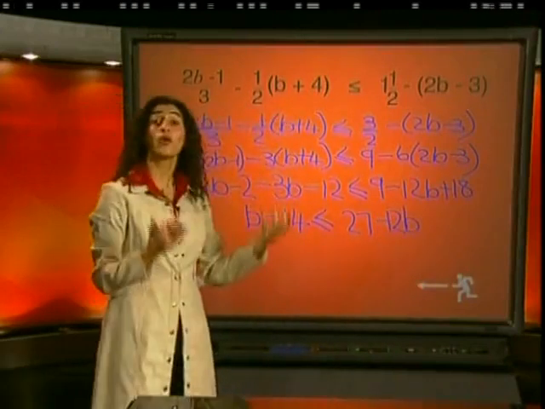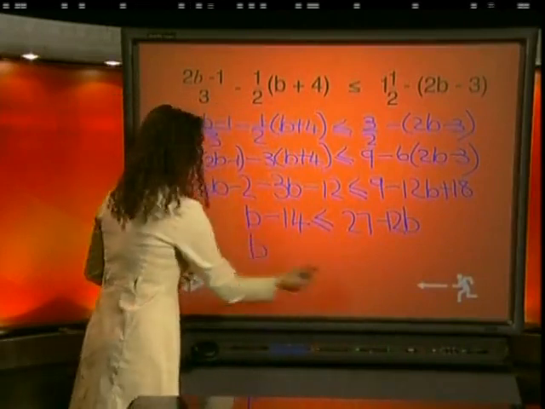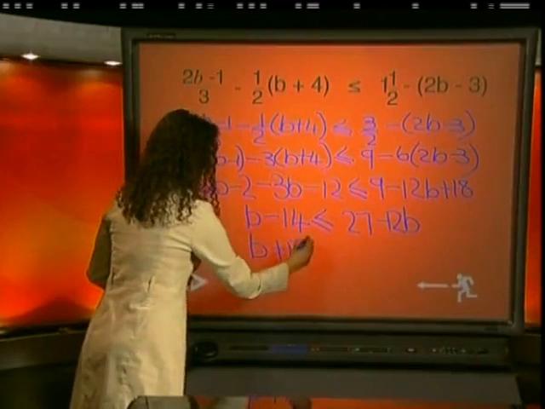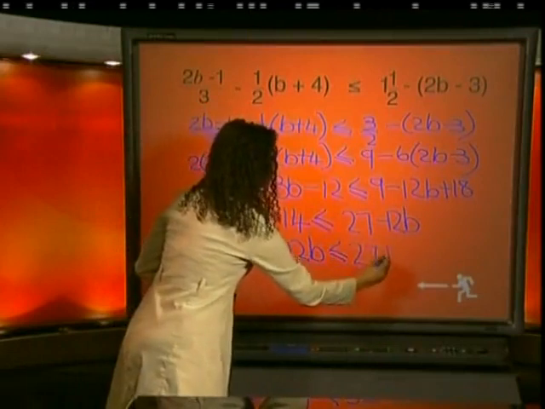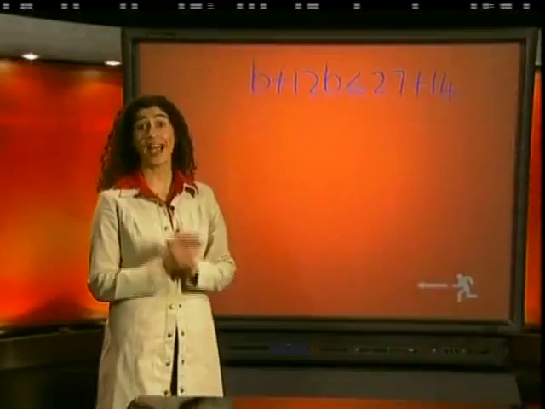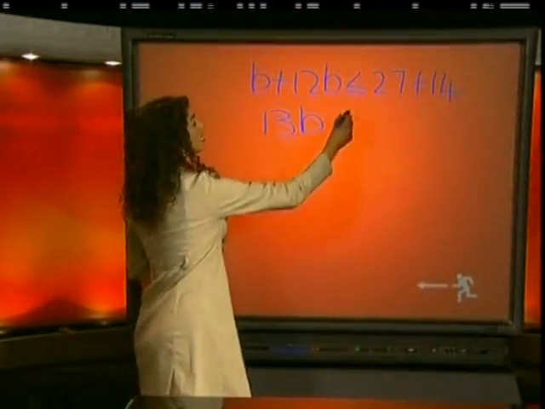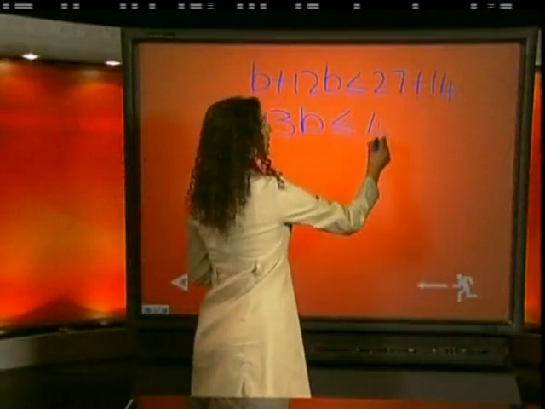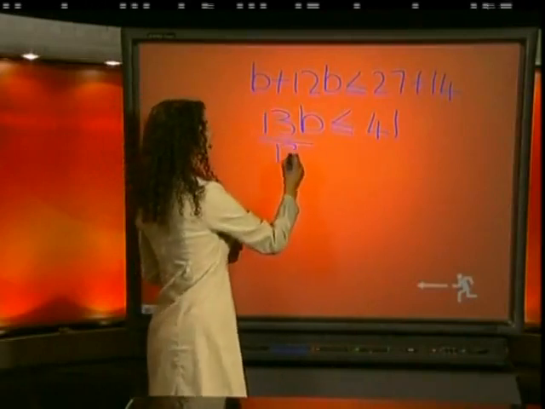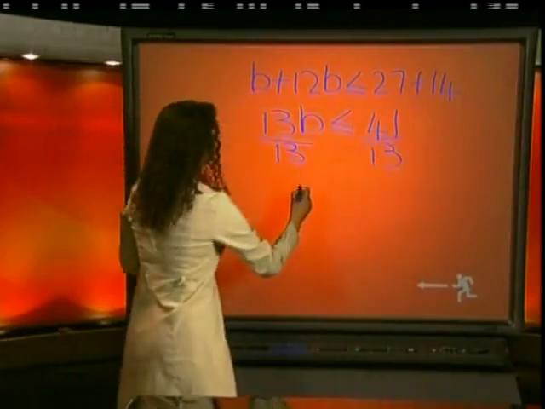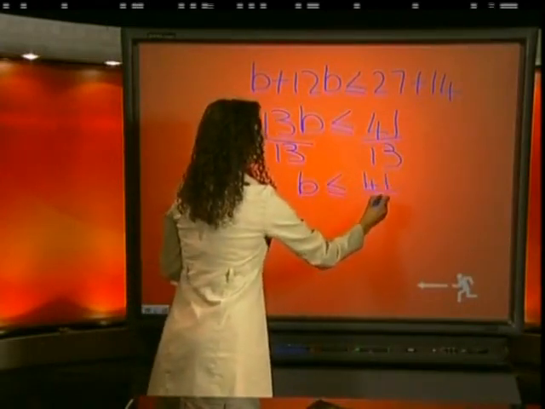Okay, now let's get all the b's on the left-hand side and the numbers on the right-hand side. So we get b plus 12b is less than or equal to 27 plus 14. So now on a new page, we can add our like terms. So we get 13b is less than or equal to 41. And lastly, we need to divide through by 13 on both sides. And we end up with b is less than or equal to 41 divided by 13.